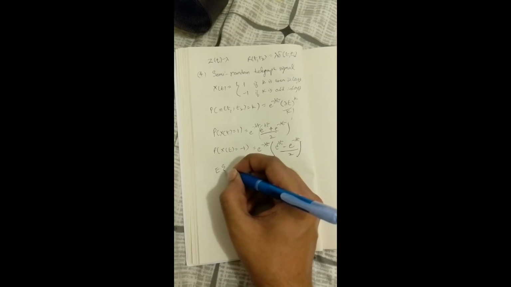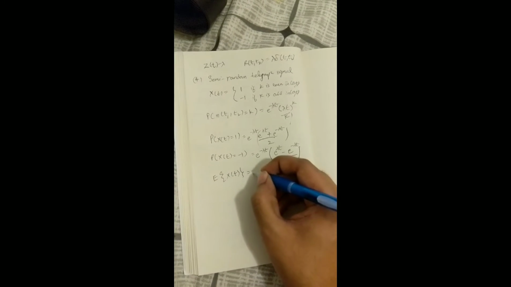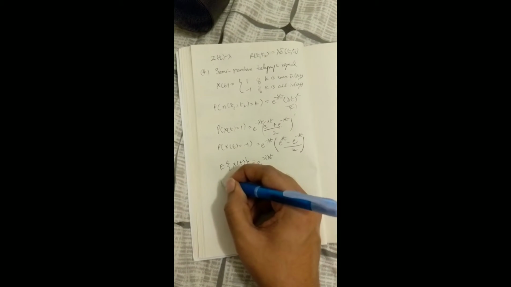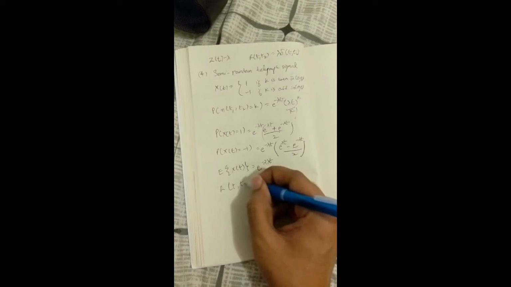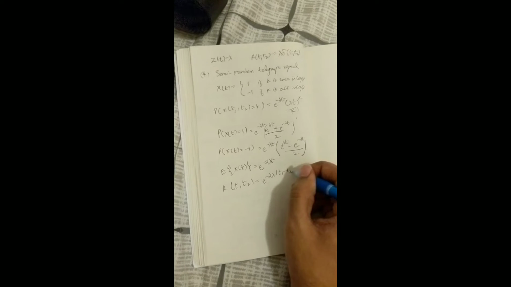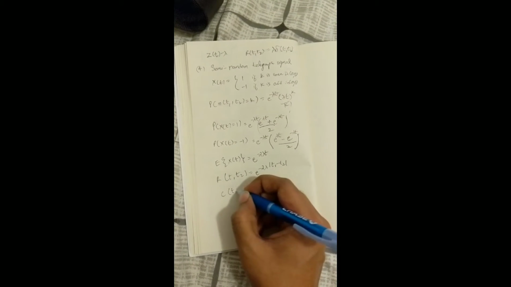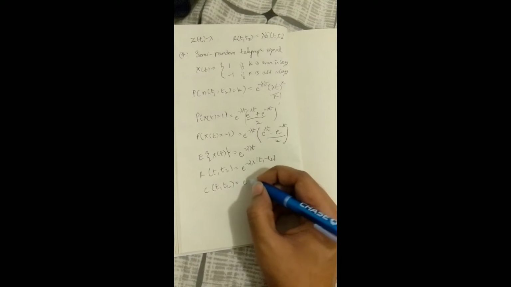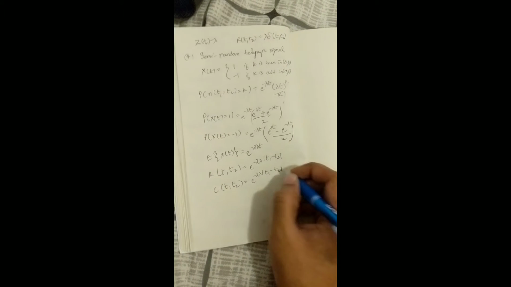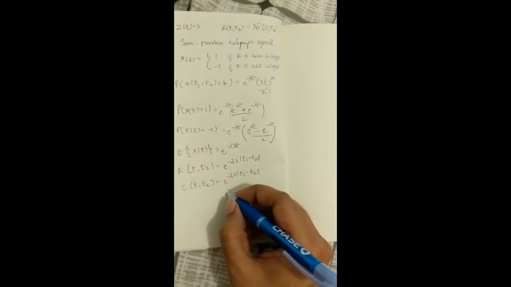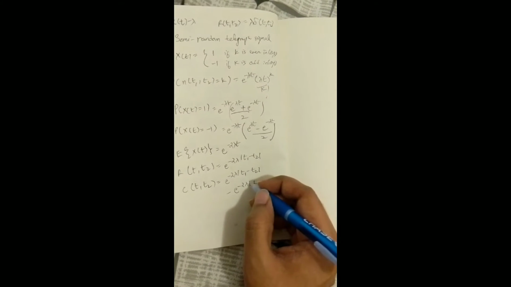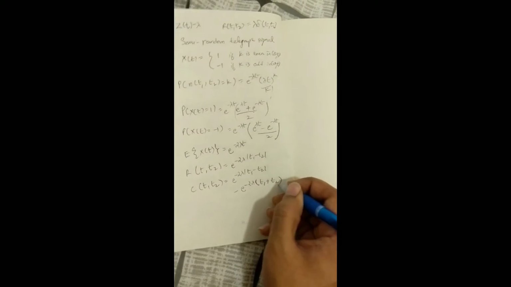Mean is e to the power of minus 2 lambda t, and autocorrelation is e to the power of minus lambda times modulus of t1 minus t2. Autocovariance is e to the power of minus 2 lambda mod t1 minus t2 minus e to the power of minus 2 lambda (t1 plus t2), not modulus, just t1 plus t2.